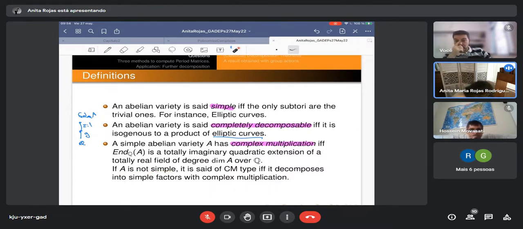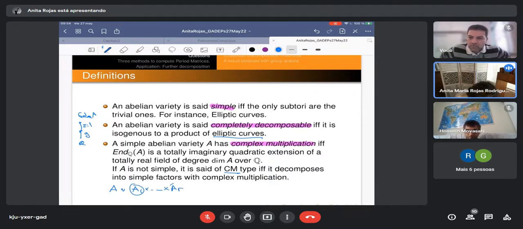And if the abelian variety is not simple, it is said to be of CM type if and only if it decomposes into simple factors with complex multiplication. So that is one definition of CM type. If A is not simple, you want it to be decomposed into simple factors, and each one of them has complex multiplication. Those are the three properties that we want to explore for abelian varieties.